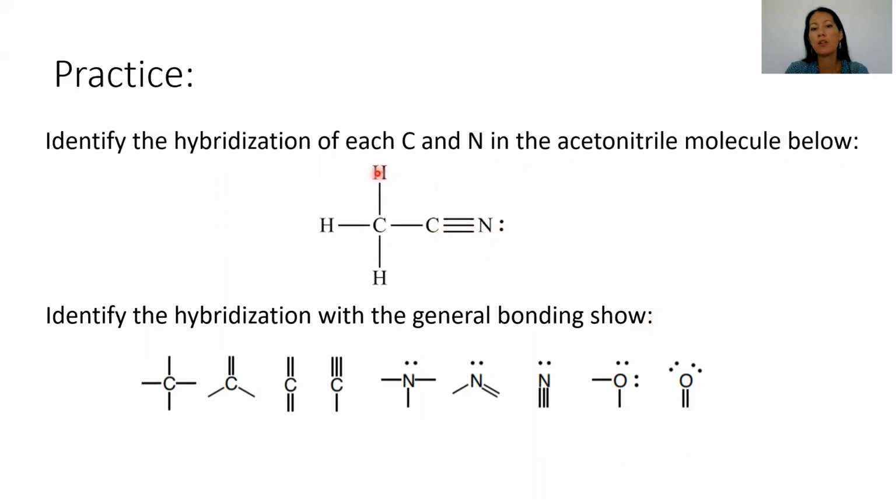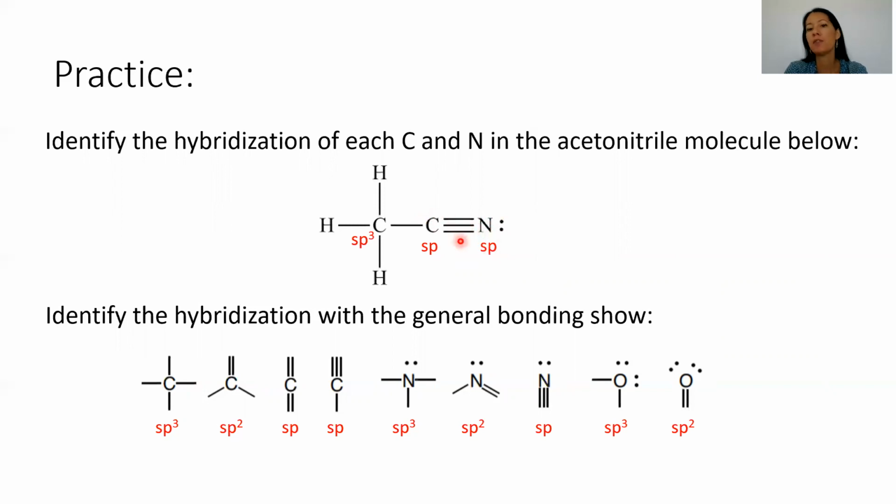So you want to look at how many groups. This carbon has 4 groups, 3 H's and a C, so this is sp3. This carbon only is bonded to a carbon and nitrogen, so linear arrangement, so sp. This nitrogen has a carbon and a lone pair, sp.